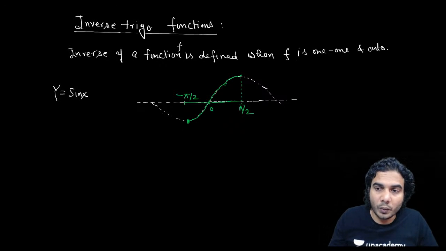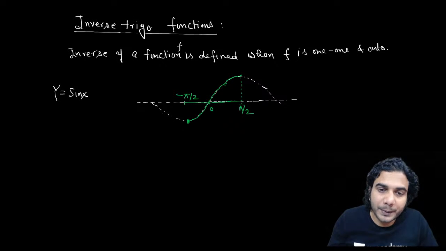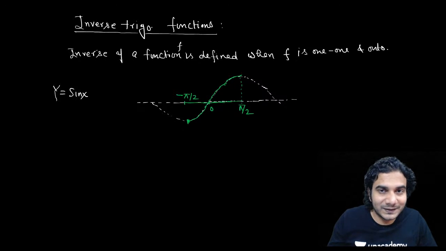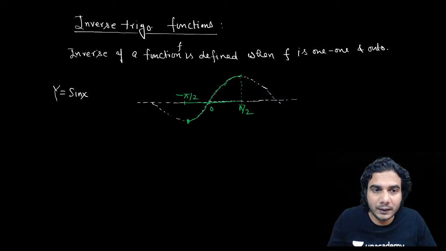Similarly, a function is onto when range is equal to codomain. In the domain which I have picked for this function to be 1-1, which is minus pi by 2 to pi by 2, the range of the function will be minus 1 to 1. So if I take codomain minus 1 to 1, then this function is going to be 1-1 and onto, and then we can define the inverse.